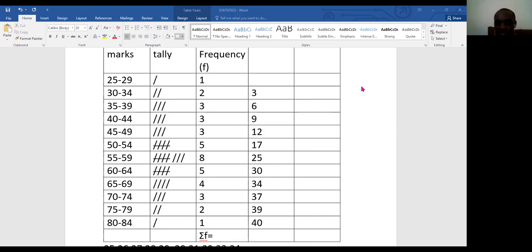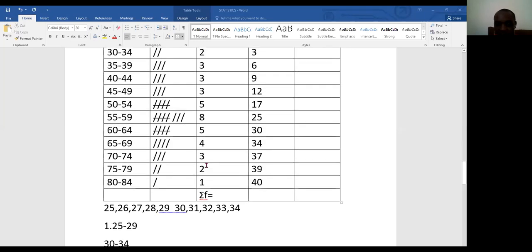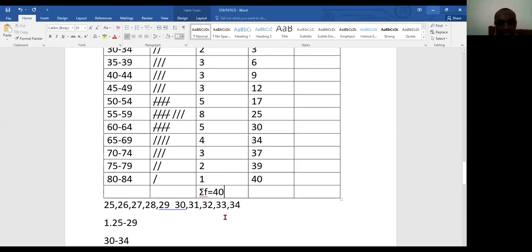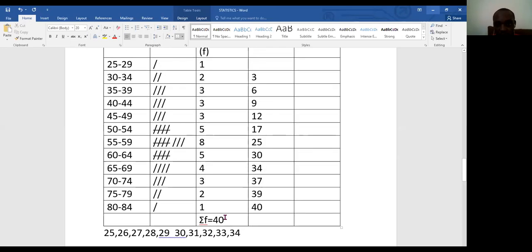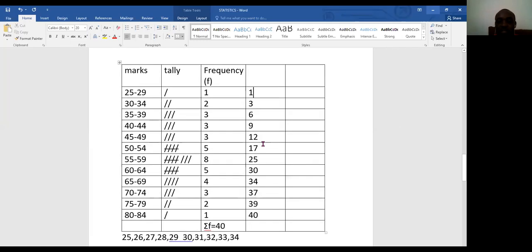Here I'm just counting. So I don't think I need to explain this. I'm just counting this. 1 plus 2 plus 3 plus 3 plus 3 plus everything here gives me up to 40. So I was just calculating or counting those. So that is what I was doing. This column, you're going to give it a name, but not right now. So I don't want to give it a name yet. So that is what we have.